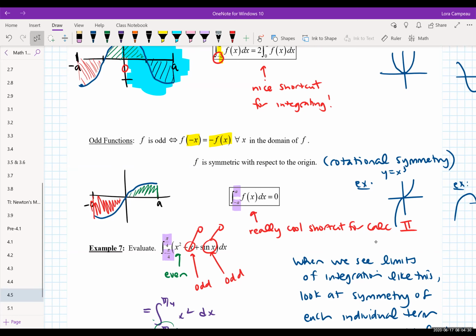So have fun getting good at this. You're going to be fine. Once you practice these, we're going to apply integration in chapter 5, and we're almost set for Calc 1. So I will see you next section.